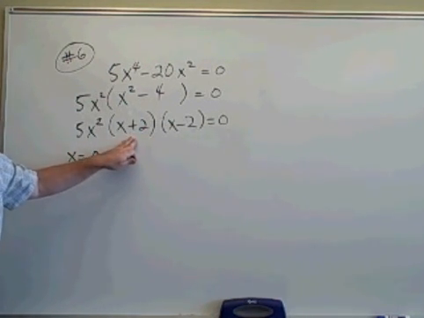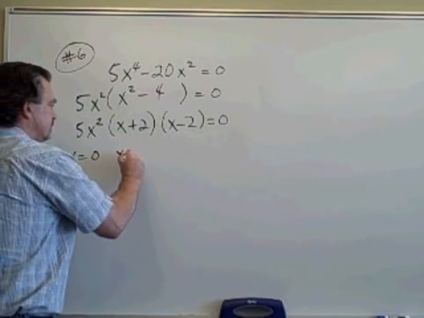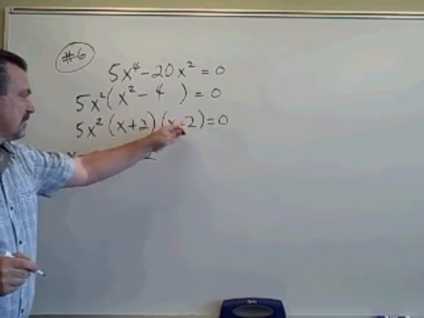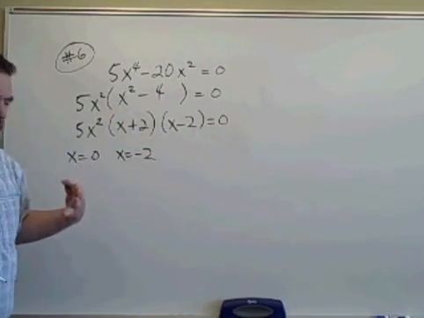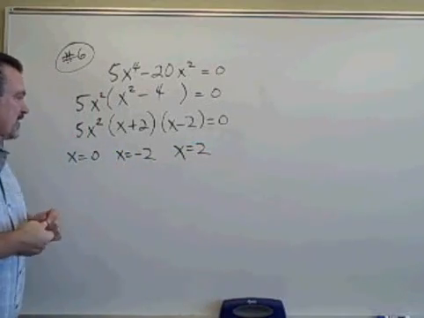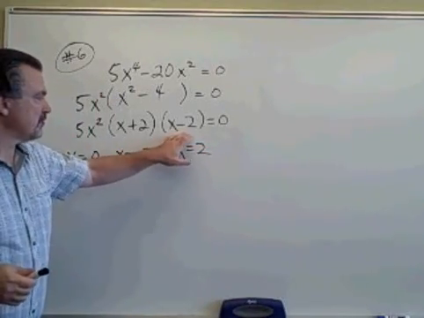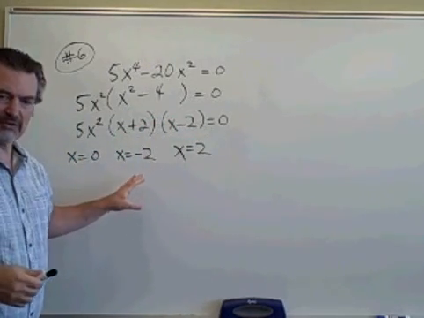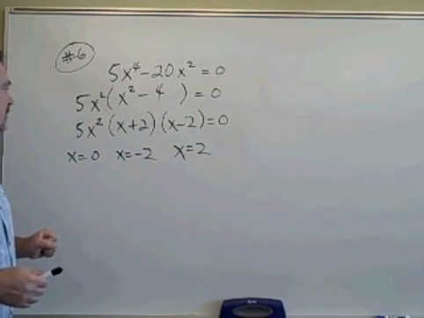In this factor, if x was negative 2, negative 2 plus 2 is 0. 0 times anything makes 0, a second solution. And from this factor, if x was positive 2, 2 minus 2 is 0. 0 times anything is 0, my third solution for this equation.